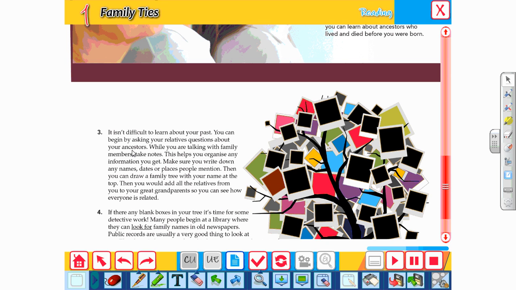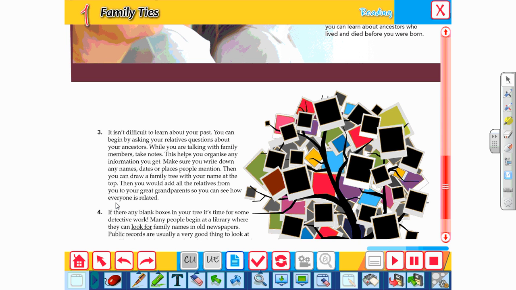Paragraph 3. It isn't difficult to learn about your past. You can begin by asking your relatives questions about your ancestors. While you're talking with family members, take notes. This helps you organize any information you get. Make sure you write down any names, dates, or places people mention. Then you can draw a family tree with your name at the top. Then you will add all the relatives from you to your great grandparents, so you can see how everyone is related.